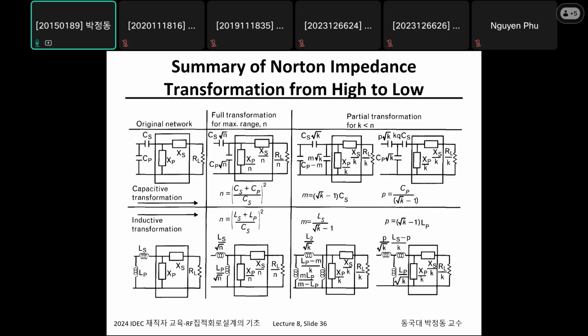여기도 또 틀렸네. 여기도 LS. 여기 LP지, LP. 이거 LP야, 이거 LP. 그리고 이 이퀘이션 쓰면 돼.